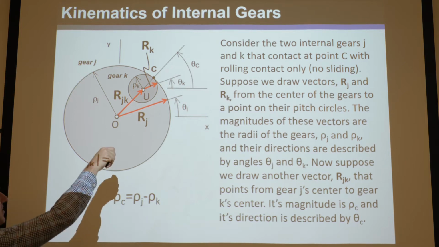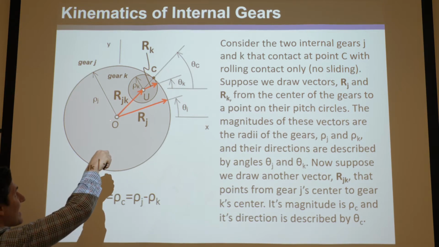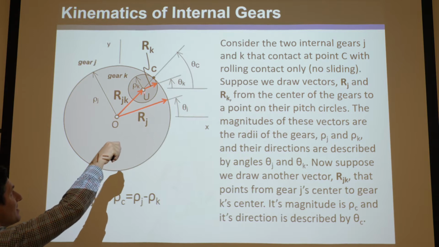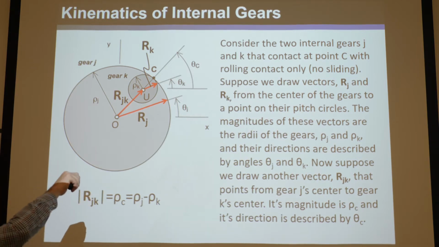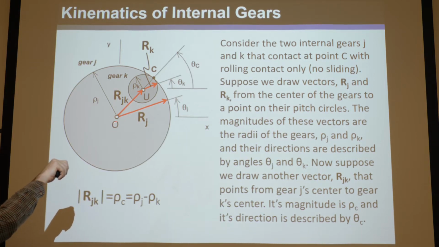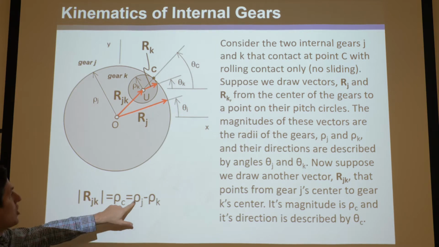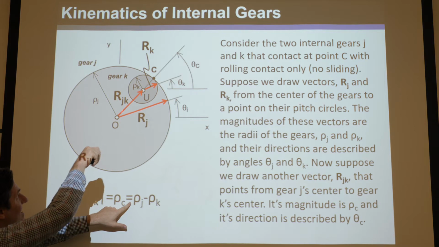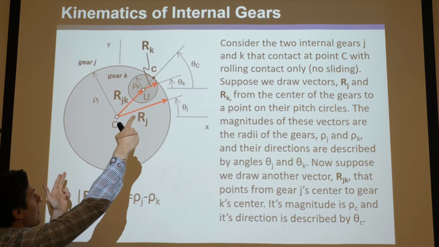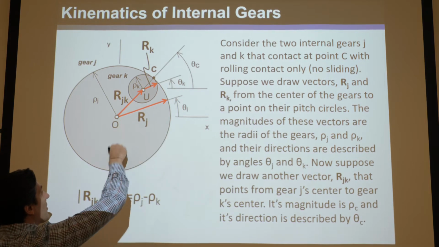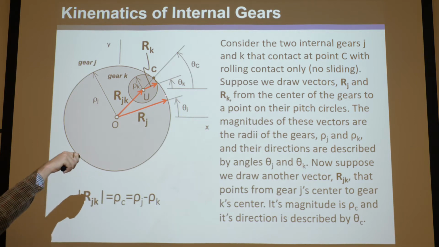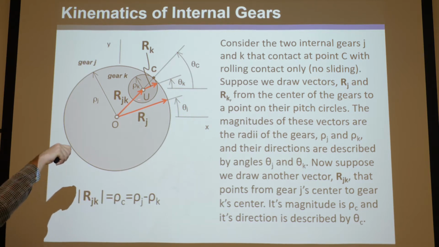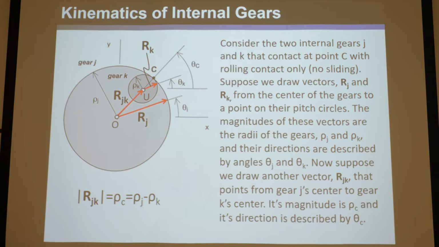But now I want you to visualize a bar that connects these points here, just like the other one, and its magnitude is rjk, which is rho j minus rho k. That is its length. Its angle is going to be horizontal here, theta c, and it's always going to point to C where these things touch. That's why it's called theta c.